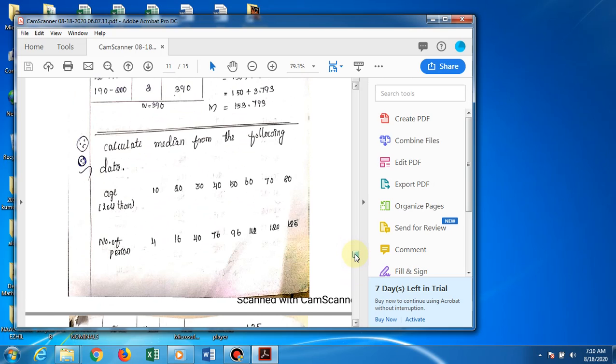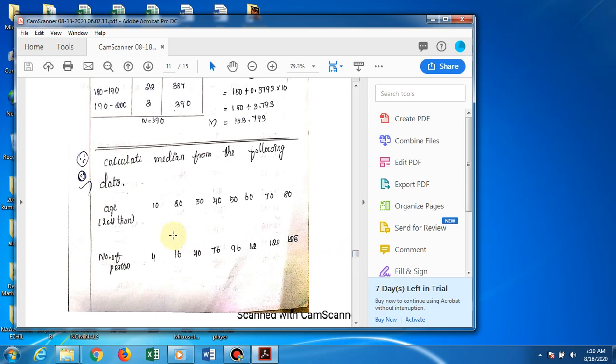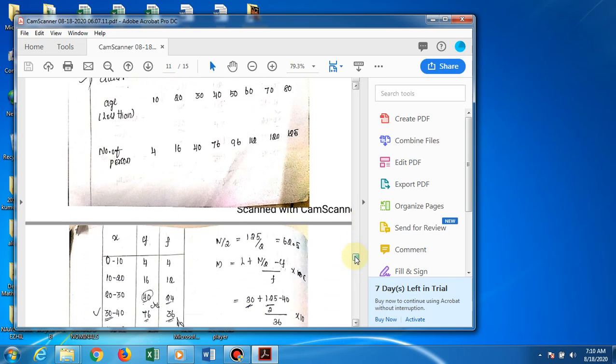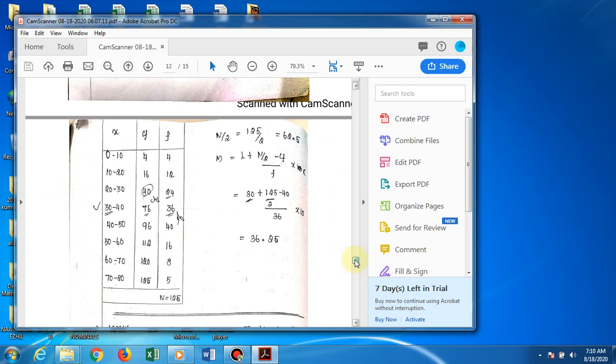This is different. Calculate the median from the following data. Less than they have given. Less than means as usual the cumulative frequency values they have given. Whether it is more than or less than, I said in mean itself that this is the cumulative frequency value they have given. You put 0 to 10, 10 to 20, then f is equal to 4, 16 minus 4, 40 minus 16. If you add these frequency values, that is the n value.